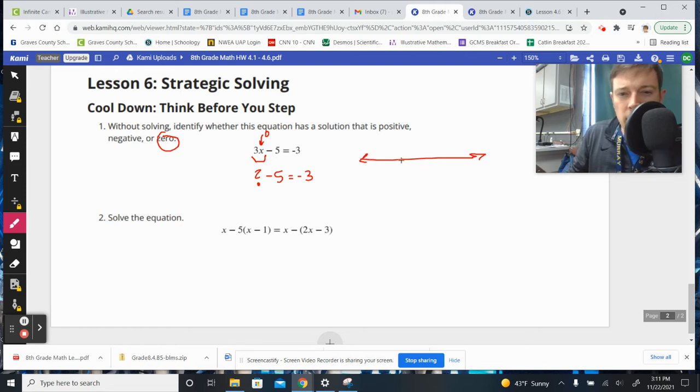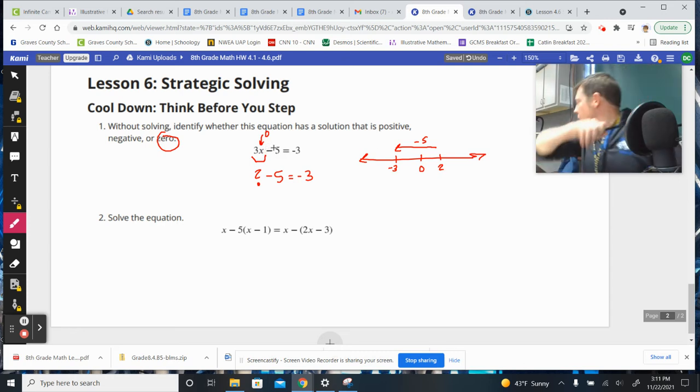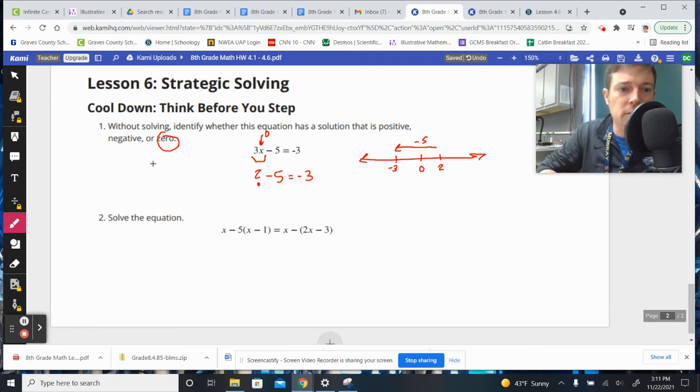Where would I have to start to end up at -3 after coming back 5? I've got to be over here at like 2. My answer has got to be 2 for 3x. And what kind of number could I put in x's place to get a positive 2? Well, it's got to be positive, and it's got to be like a positive fraction. So I'm expecting to get a positive solution whenever I work that out. You don't have to actually work it out.